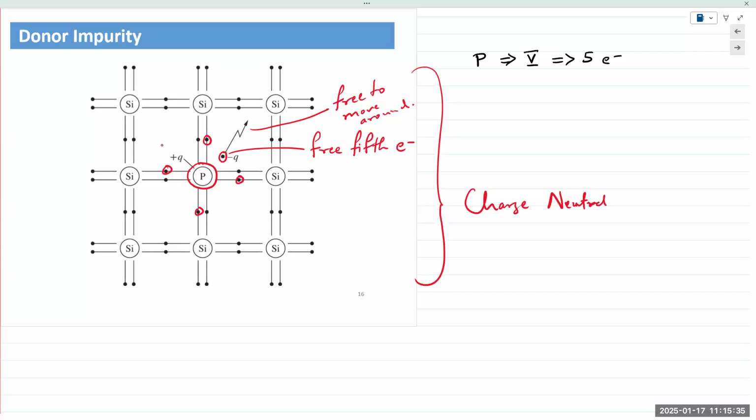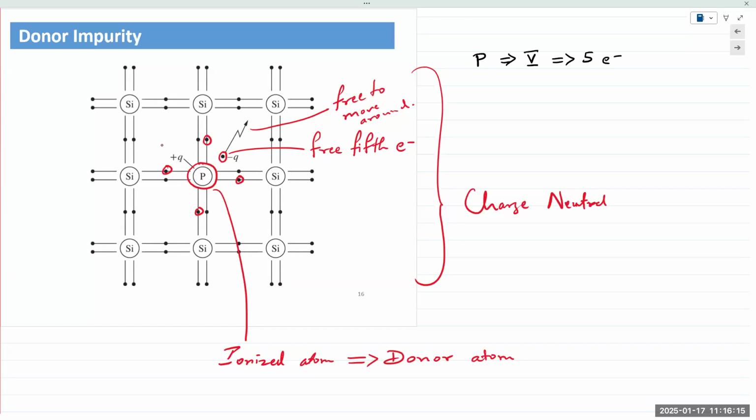So this then becomes an ionized atom. Because it is donating an electron in the material, the 5th electron is free, so it is also known as the donor atom. This is also referred to as a donor atom because it is donating an electron. So again, the keyword to keep in mind is donor atom. It's an ionized atom. It has lost its electron, or it's donated an electron.